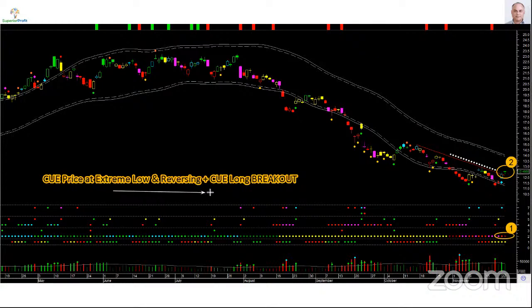More at price extreme low and reversing and long breakout. Price extreme low and reversing and trend line breakout. This is also giving a nice pattern, and I scanned for extreme low reversing breakout, and then you see that it had a bullish headwind one day earlier.